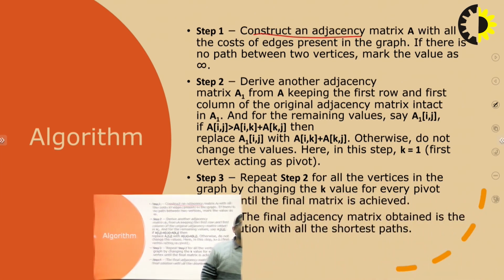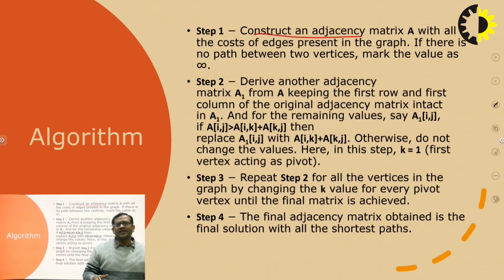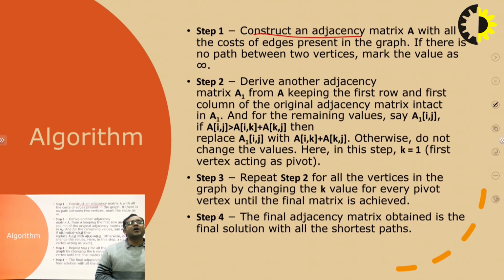Adjacency matrix A contains the costs of all the edges present in the graph. If there is no path between two vertices, mark the value as infinity, as I told you earlier. If there is no edge between i and j, you simply write infinity.